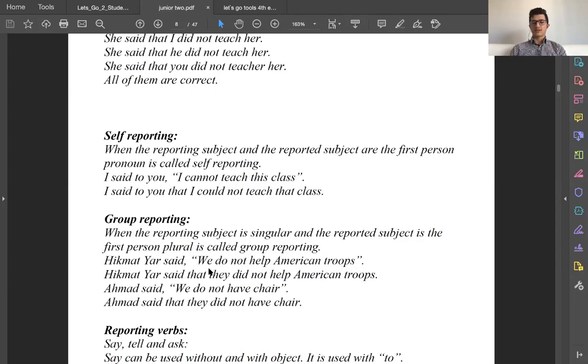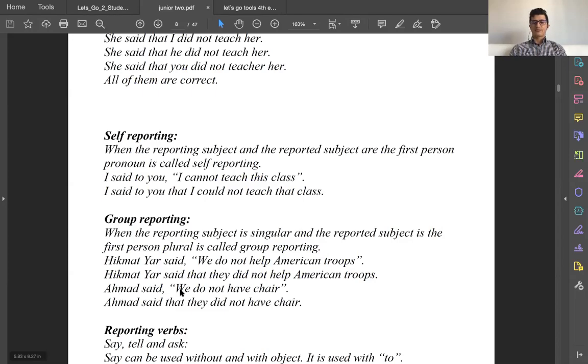So in this sentence, Hikmet Yor is first person? No. Second person? No. Hikmet Yor is third person. Hikmet Yor said, and it is third person singular. We do not help American troops. So we is here as a subject of reported speech. So it's called group reporting. Hikmet Yor said that they did not help American troops.